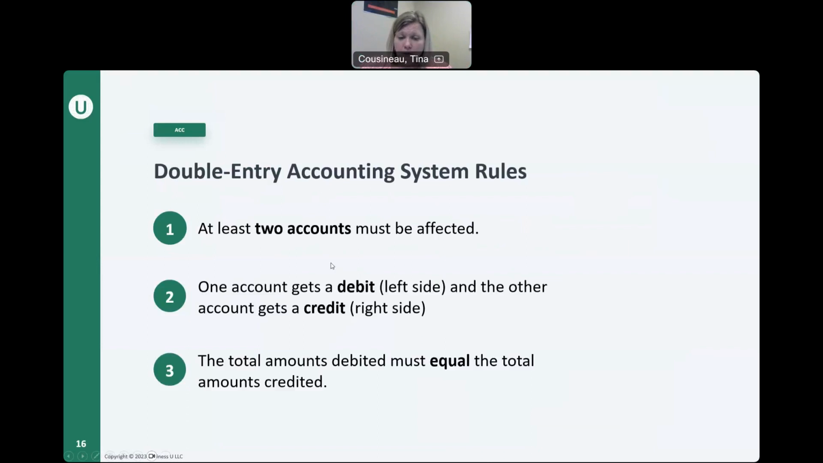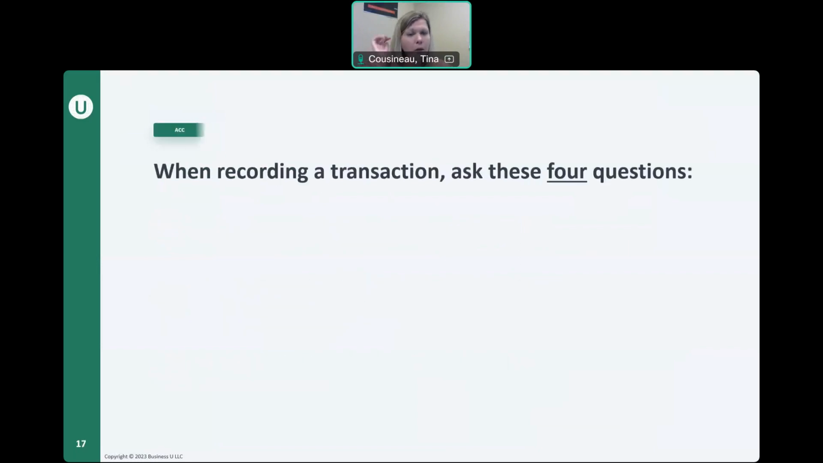The total amount of your debits equals the total amount of your credits. Debits equal credits, always. So important. When recording a transaction, it's good to ask these 4 questions.